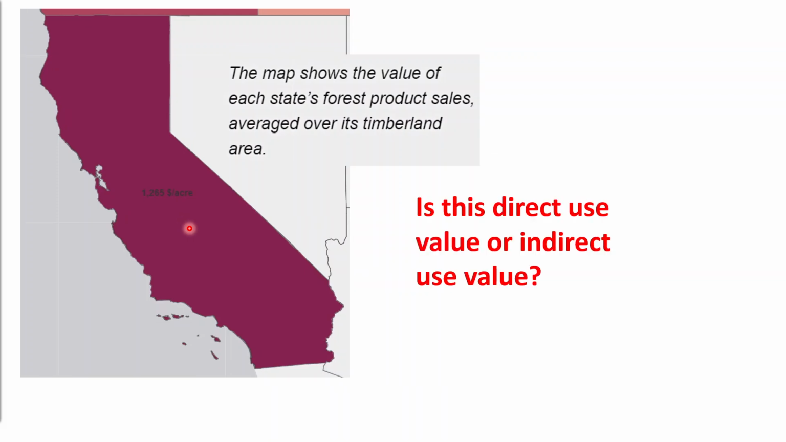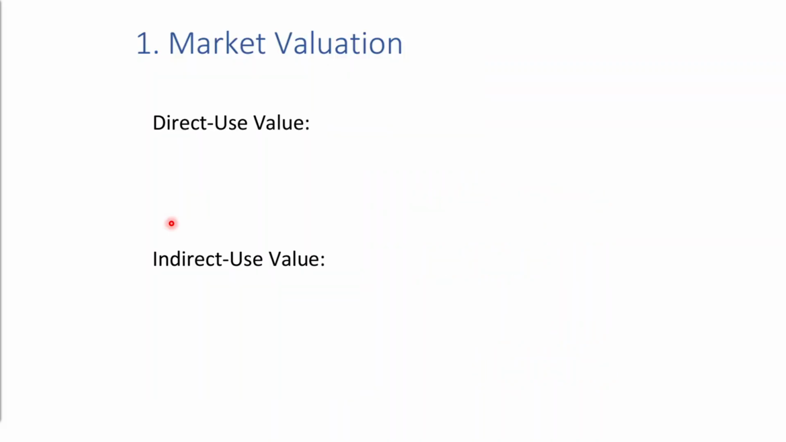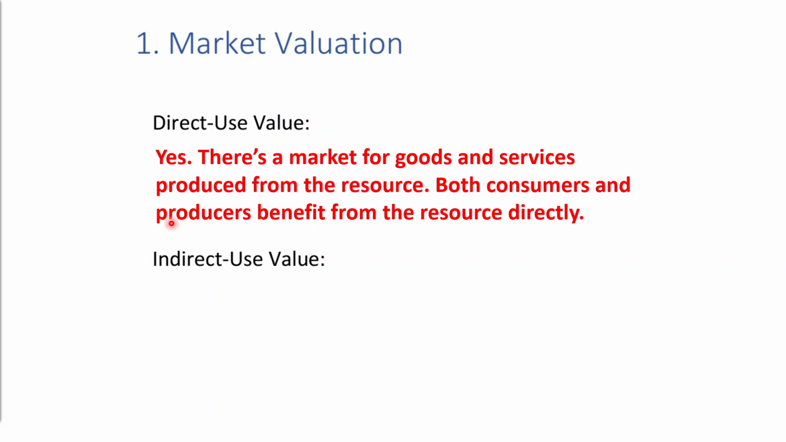Now, one thing, let's think about this. Is this a direct use value or an indirect use value? This is the direct use value only, because we're talking about the timber that you can extract from the forest. For the market valuation technique, generally speaking, direct use value is very convenient, because there's a market for goods and services produced from the resource. So both consumers and producers benefit from the resource directly.